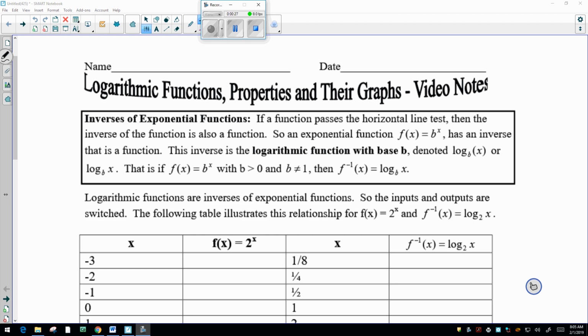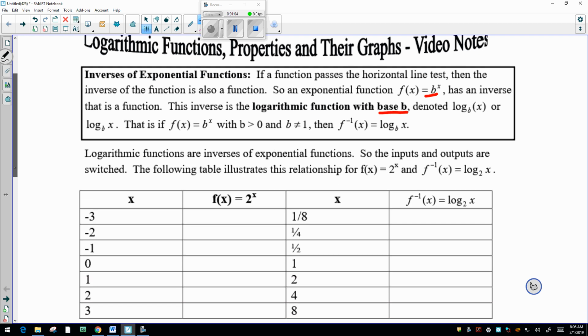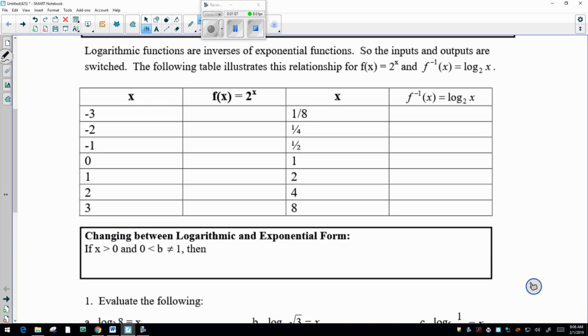And the inverse of an exponential function, well, first off, if it's going to pass the horizontal line test, then we know the inverse will also be a function. So if I have an exponential function that would have an inverse, it is going to be our log function. And noticing that our exponential function base b will have a log function, and the log function's base will be b. So that's kind of something big you want to connect. Anything that has the same base, whether it's an exponential function or a log function, those two things will be inverses of each other.